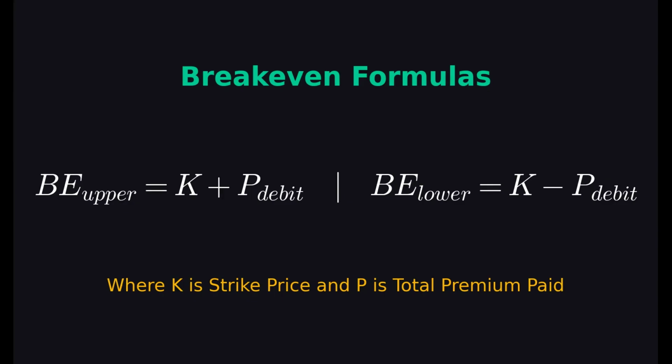To calculate your expiration break-even points, you simply add and subtract that total debit from your chosen strike price. The stock must move beyond these outer boundaries by expiration to generate a profit. If the stock remains inside this range, you will experience a loss due to theta decay eroding the premiums.